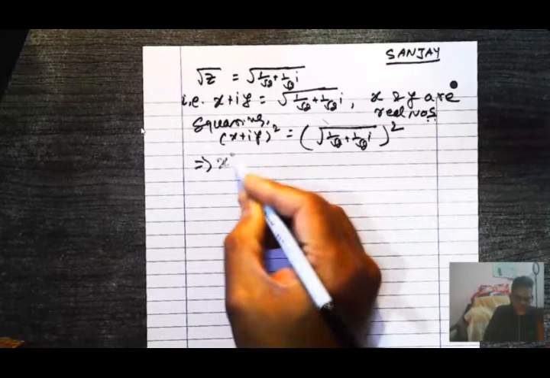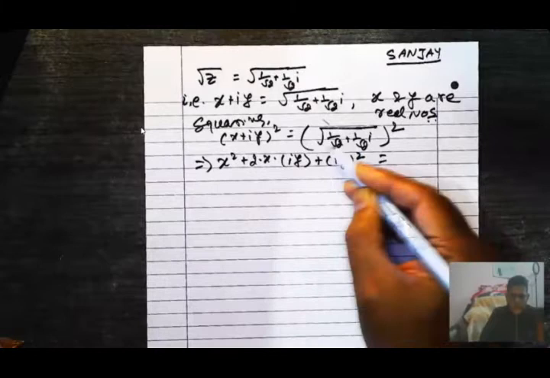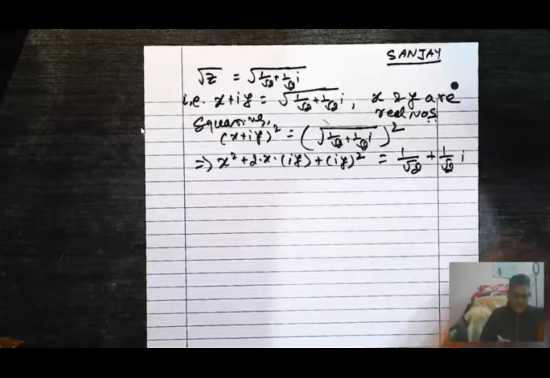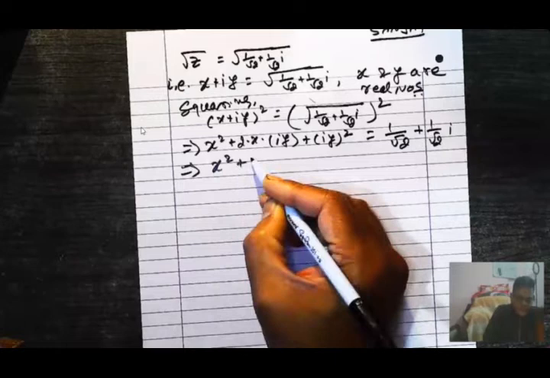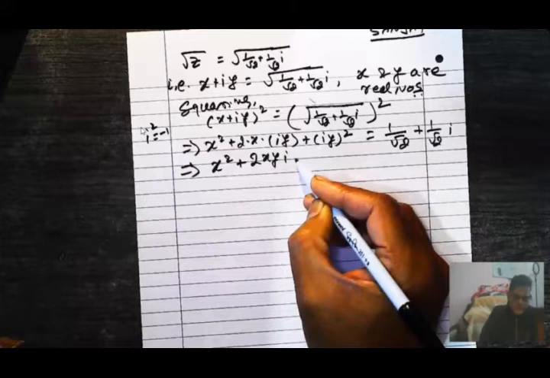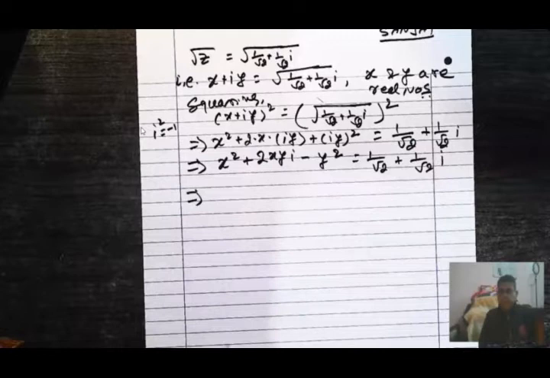So this is a square plus 2ab plus b square, where a is x and b is iy. On the right side, the square root and the square cancel each other, so you are left with 1 by root 2 plus 1 by root 2 i. Now let's go further. It is x square plus 2xyi, and here i square is negative 1, so you get minus y square, and this equals 1 by root 2 plus 1 by root 2 i. Then you collect all real and imaginary terms together.